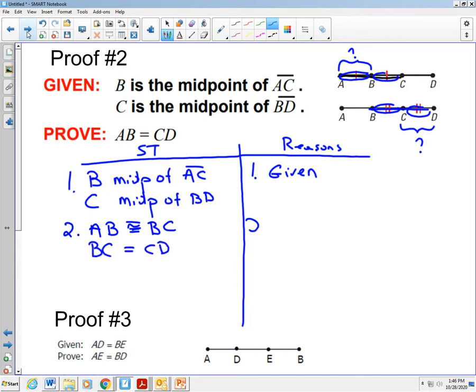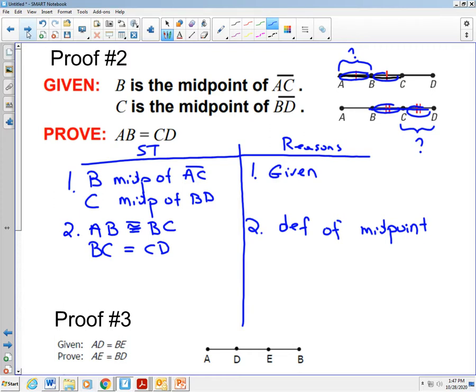Now, what is the reason for step 2? It's definition of midpoint. Again, if you have a midpoint, then it will divide the segment into 2 congruent parts. This will be definition of midpoint. Or you could also say midpoint, arrow, 2 congruent segments. Okay? Now, look at the goal. Again, when we work with proofs, sometimes you will be confused and it's like, where am I going? So look at the goal. Your goal is to show that segment AB is equal to CD.